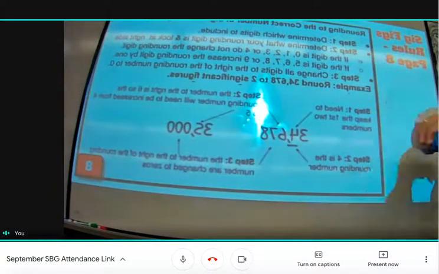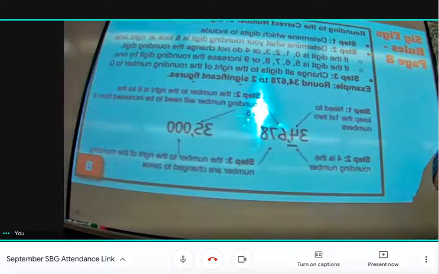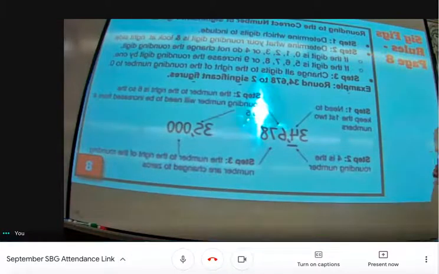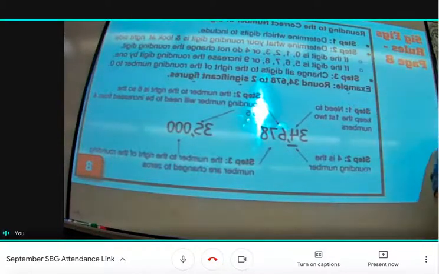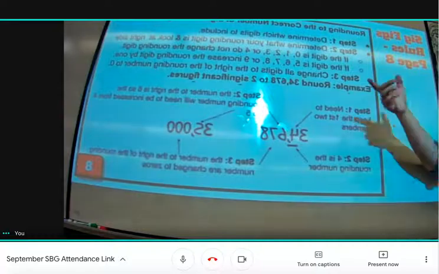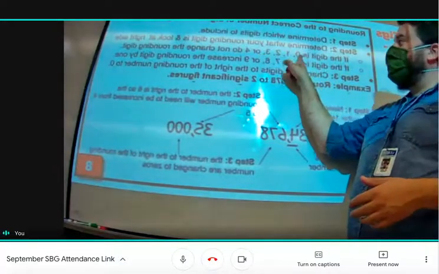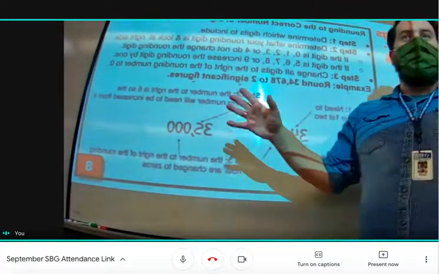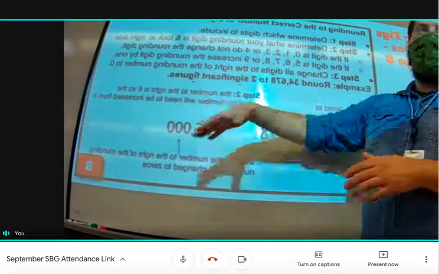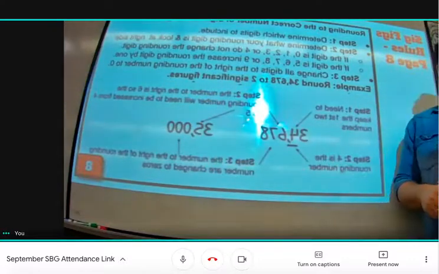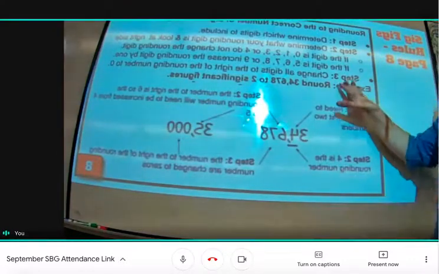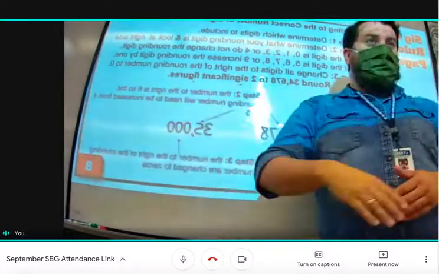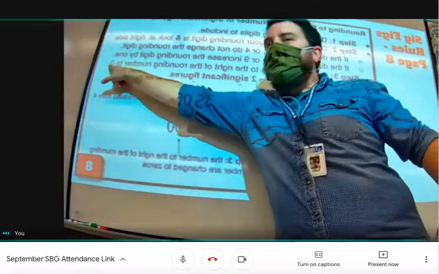Rounding rules. First, we got to figure out what number we're rounding to, and we locate that digit. Number 2, we're going to look to the right of that rounding number. If our number is to the right, it's between 0 and 4, we don't change the rounding number. If it's 5 and above, we do change the rounding number. And then if there are any digits after the rounding number, we need to change them to 0.